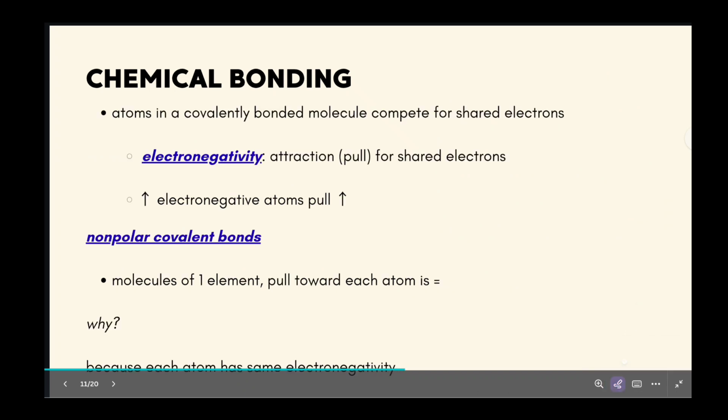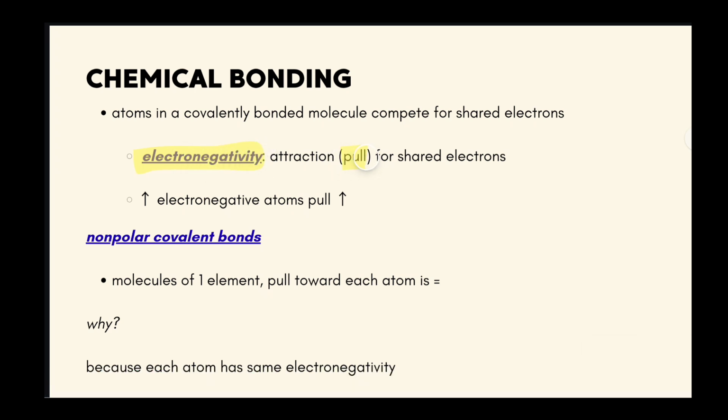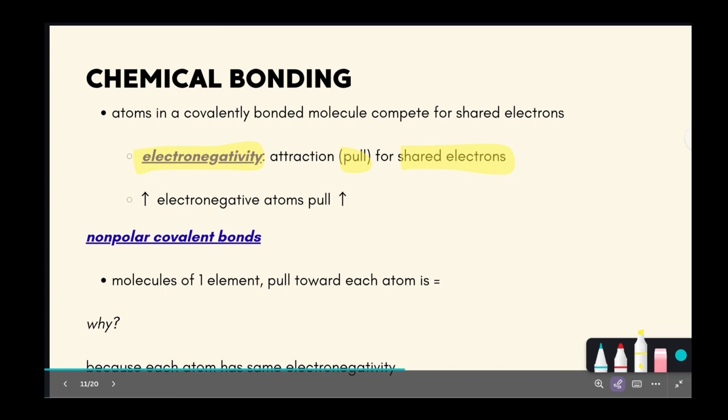Atoms in a covalently bonded molecule compete for shared electrons. Electronegativity is the attraction or pull for shared electrons. You might think of electronegativity as the force of pulling, and if there's a more electronegative atom, it pulls harder.